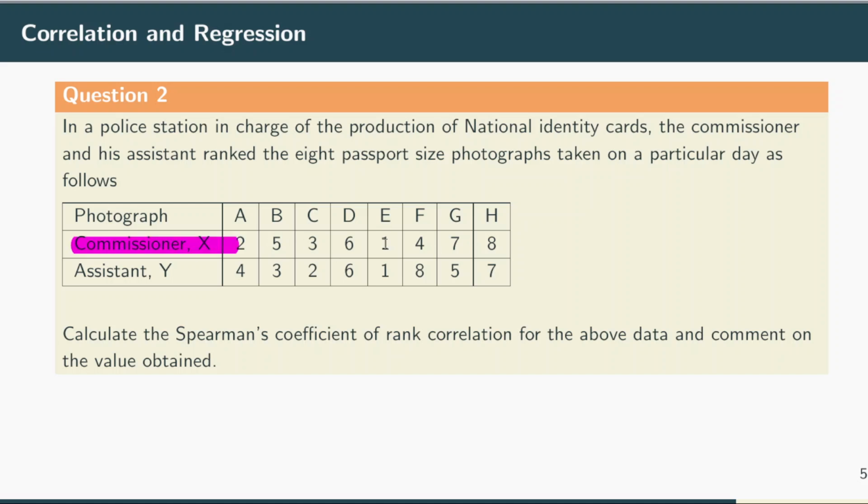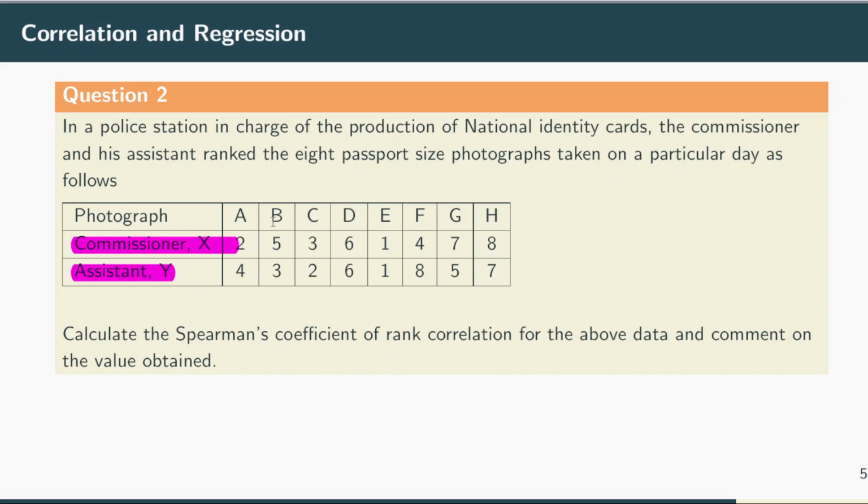So E takes rank number 1. We have A rank number 2, and so on and so forth. And the other rankings are the ranking based on his assistant. So we have for the assistant, E of course is still number 1, but number 2 is C, and so on and so forth. So we have been asked to calculate the Spearman's coefficient of rank correlation for the above data and comment on the value obtained. Now we are going to move on and calculate that coefficient.